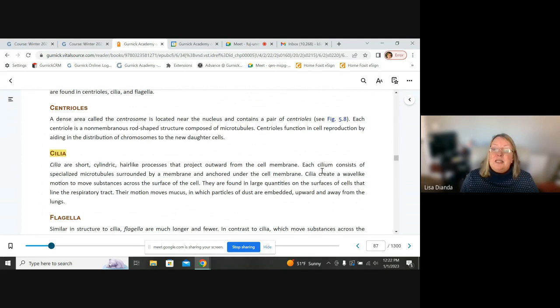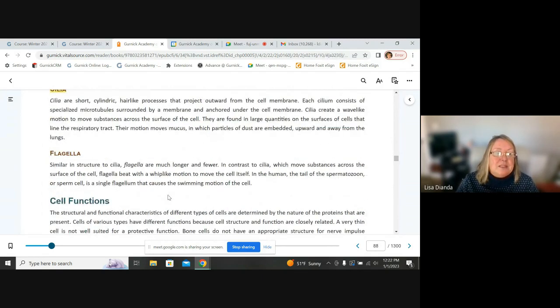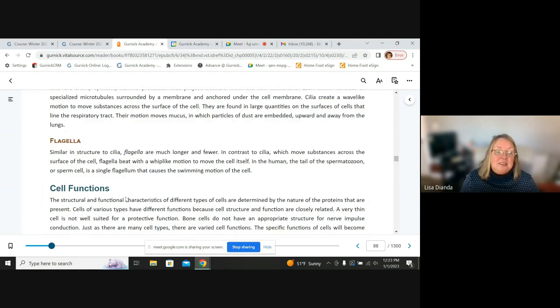Each cilium has special microtubules. Right? We're going to learn more about cilia as we keep going. Flagella are much longer and have fewer cells. In contrast to cilia, they move substance across the surface of the cell. Flagella beat in a whip-like motion to move the cell itself, right? So that's actually like the little motor behind the boat of the cell.